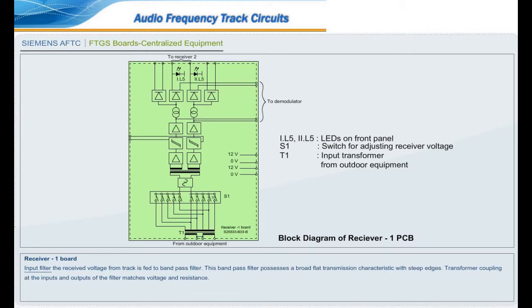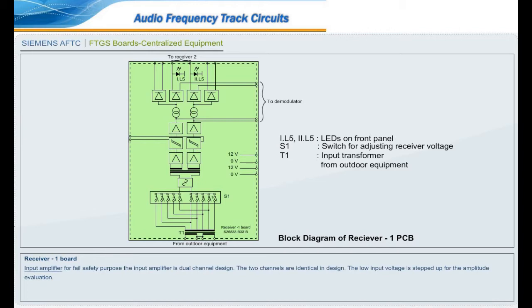Input filter. The received voltage from track is fed to band pass filter. This band pass filter possesses a broad flat transmission characteristic with steep edges. Transformer coupling at the inputs and outputs of the filter matches voltage and resistance.